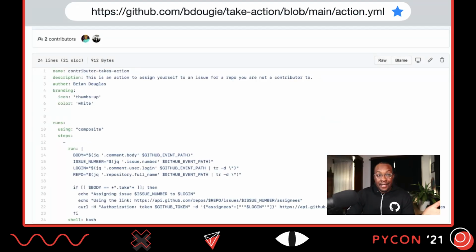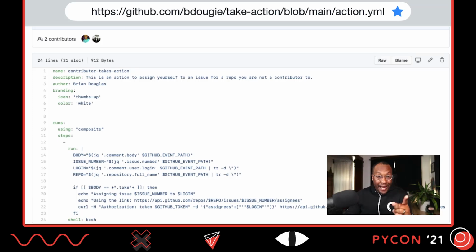And this is the actual action that I've written. It's written in Bash. It's using some pretty generic Bash stuff and also providing the action environment. The runner provides me GitHub tokens as well as event paths, and it's all stuff I have access to, to be able to assign someone to an issue.